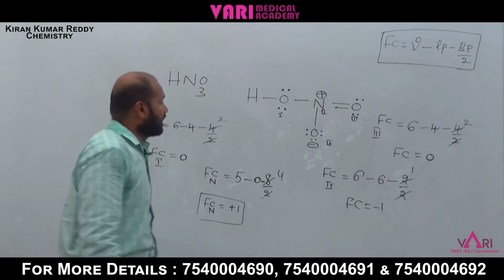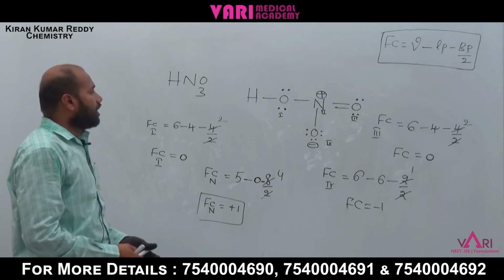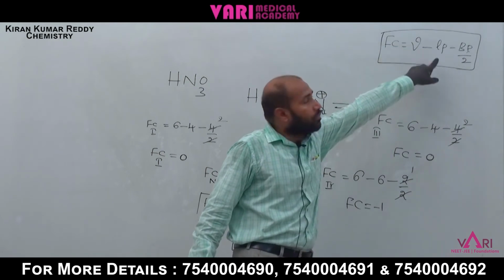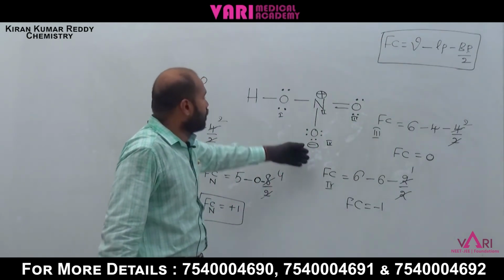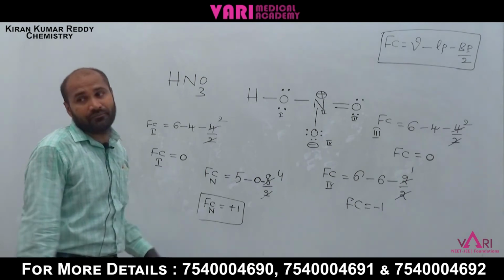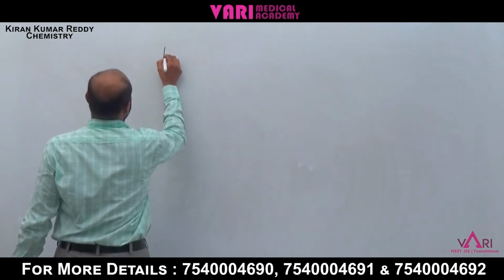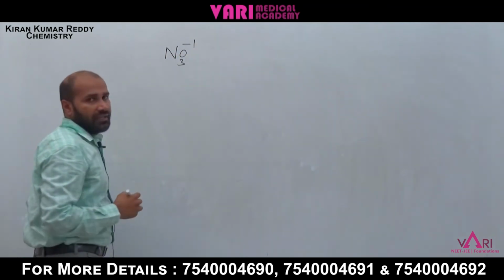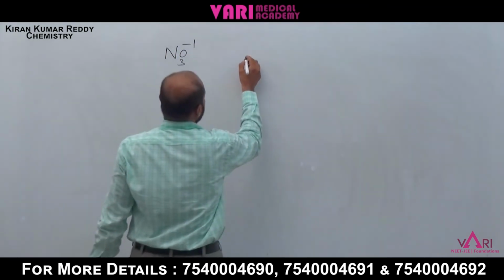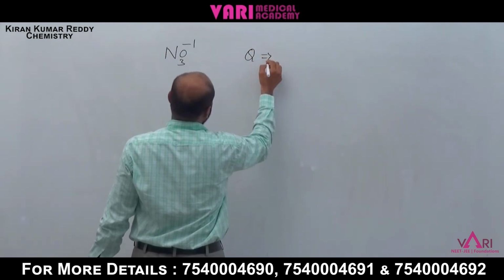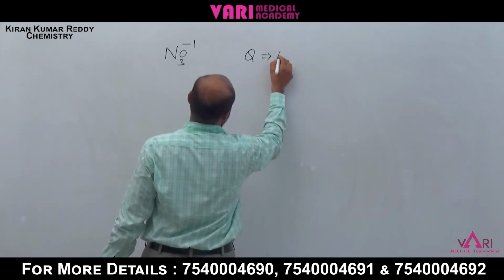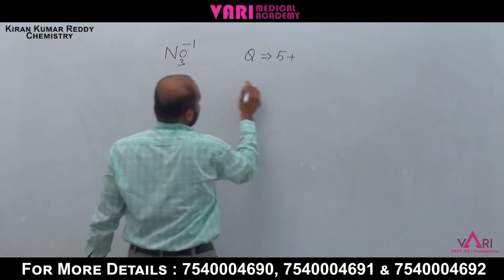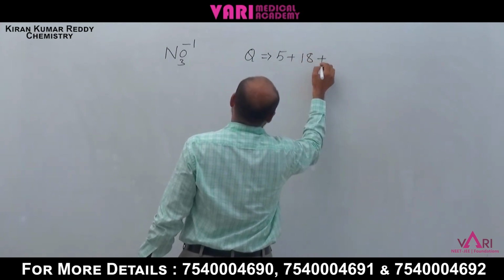Now you can understand how to write the HNO3, and now formal charge can be calculated using V minus lone pairs minus bond pairs by 2. We can write the structure like this. Yeah, we can take another example. NO3 minus 1. NO3 minus 1. Now take Q is equal to total number of valence electrons. Nitrogen is 5 plus, and oxygen is 6, 6 times 3 is 18, plus.